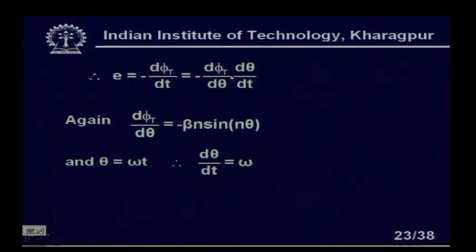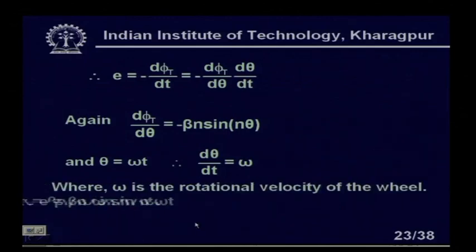I will substitute all this in the expressions: this value of d phi T by d theta and d theta by dt. Omega, I should say, is the rotational velocity of the wheel. Now, E equal to beta n omega sin n omega t.